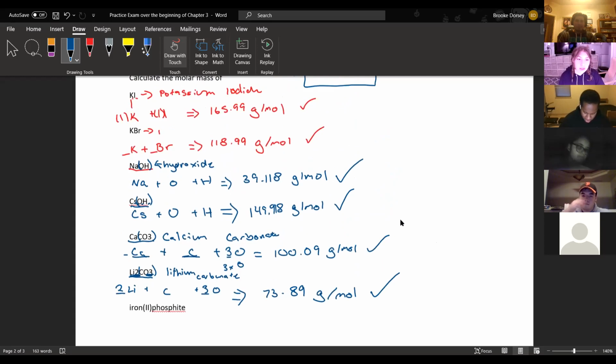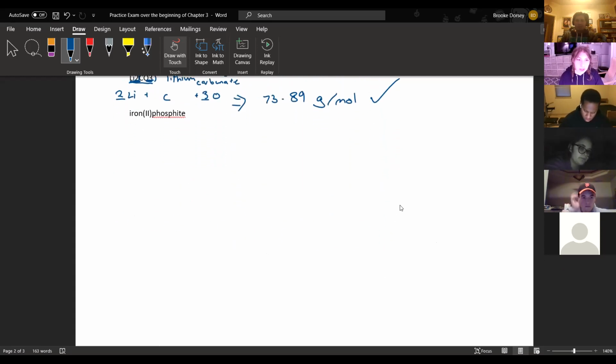So now we got a written compound, so let's figure out its formula. What is this iron ion? Fe plus 2. Beautiful. We have that plus 2 because of the Roman numerals. And then phosphite. What's phosphite? PO3. What's its charge? Minus 3. Woo!